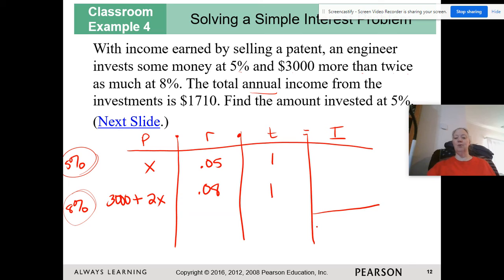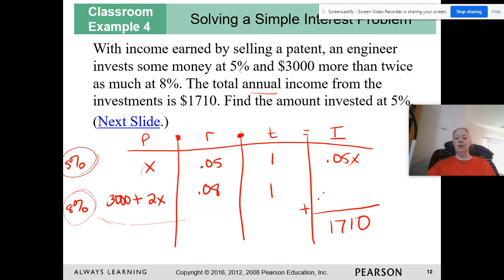Remember what I said about total? It means you add them up. It's going to give us a total of $1,710. So we have to find the interest for our 5% account. To find the interest, we multiply these together: x times 0.05 times 1. Remember, principal times rate times time. And we're going to add the interest we earn for our 8% account, so we're going to multiply these as well.